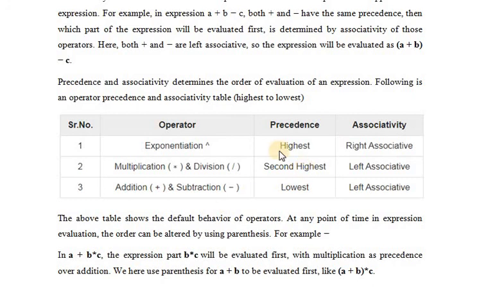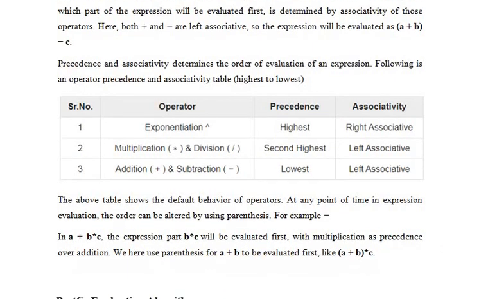That is why, based on this priority, we decide which operator is to be performed first. So here, which operator has the highest priority? Multiplication. That is why we are performing B into C, and then only we are going to perform A plus. It will be evaluated first, with multiplication having precedence over addition. Here we use parentheses for A plus B to evaluate it first, like A plus B, into C.